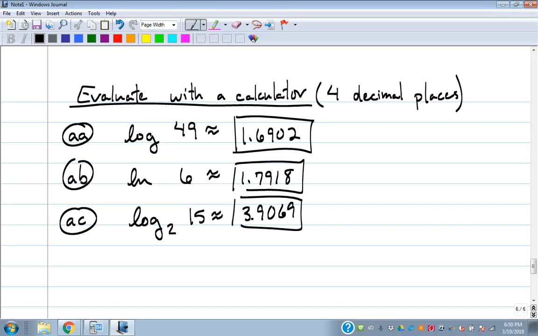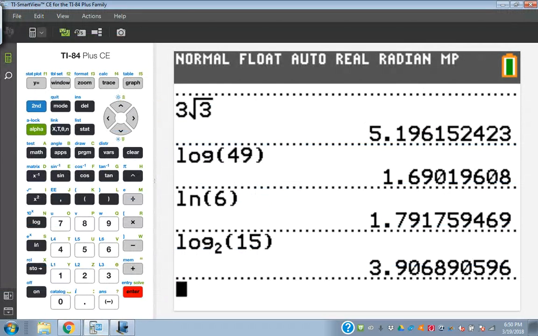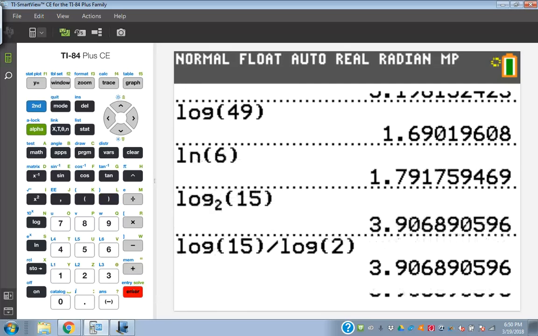You can do log base 2 using the regular calculator by doing log base 10 of 15 divided by log base 2. So if I did log 15 divided by log 2, and you've got to close the parentheses there on that. Hit enter. I get the exact same decimal they got here. And it works the same way.